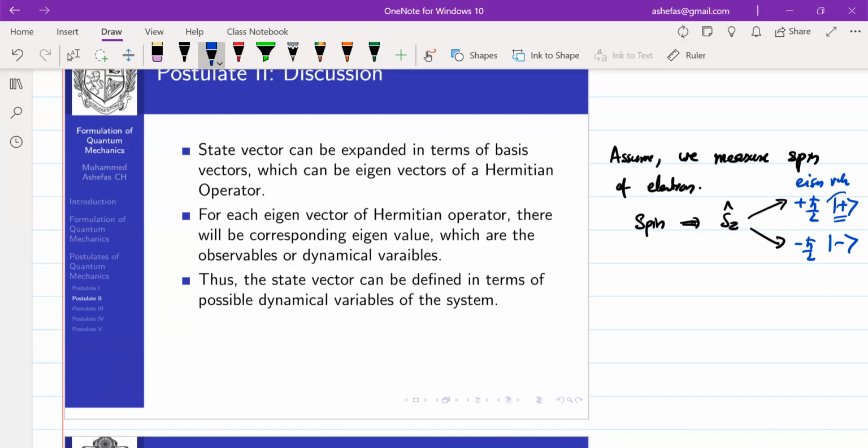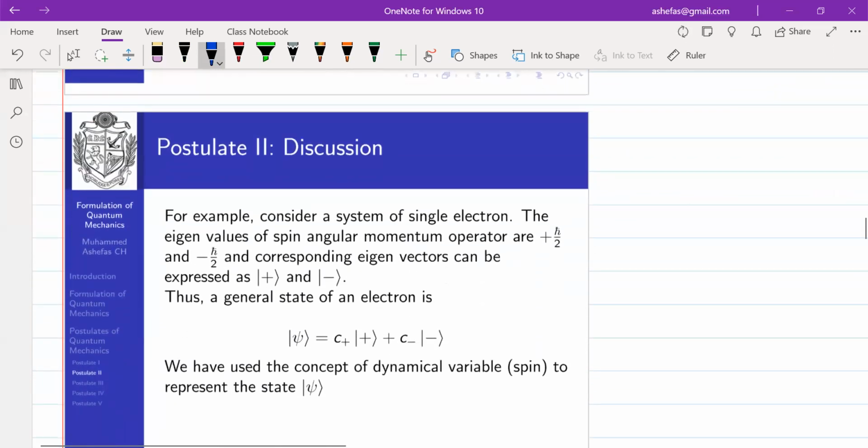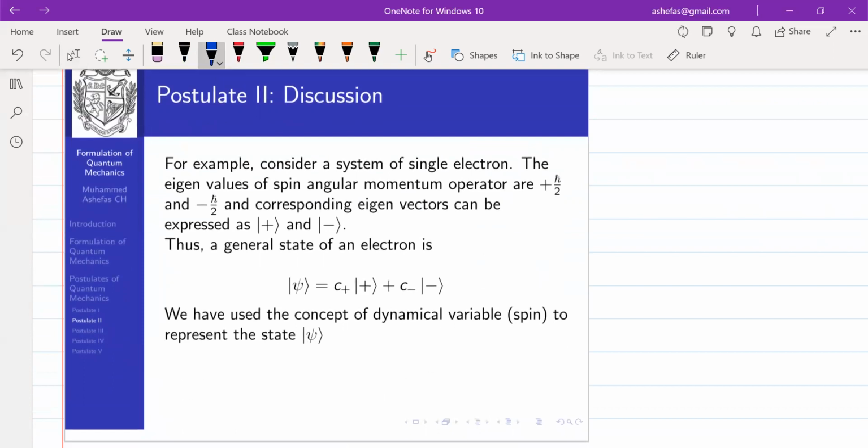So ket plus is a possible vector and ket minus is another possible vector. Consider a system of a single electron. The eigenvalues of the spin angular momentum operator are plus h cross by 2 and minus h cross by 2, and the corresponding eigenvectors are represented as ket plus and ket minus. That means SZ acting on ket plus gives plus h cross by 2 ket plus, and SZ acting on ket minus gives minus h cross by 2 ket minus.